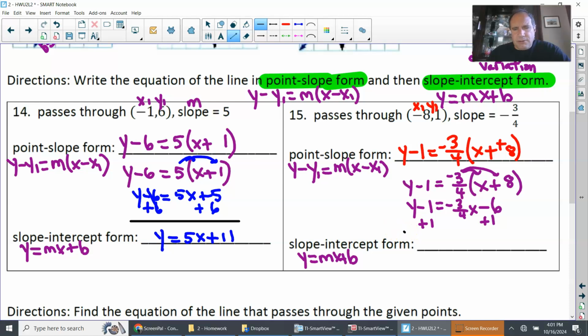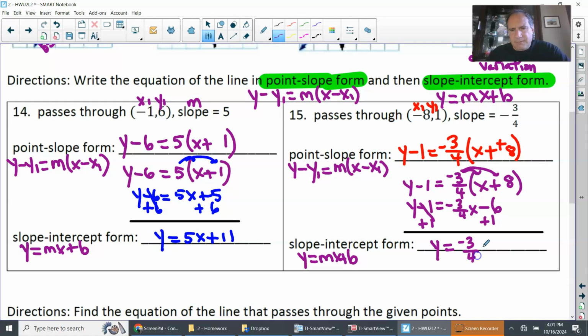And we are going to squeeze this in here. The 1's cancel. And we get y equals negative 3 over 4x, and that is negative 5. Put it in the calculator. Negative 6 plus 1 is negative 5. All right? And that is it. Just remember, point slope form is y minus y1 equals m times x minus x1. Slope intercept form is y equals mx plus b.